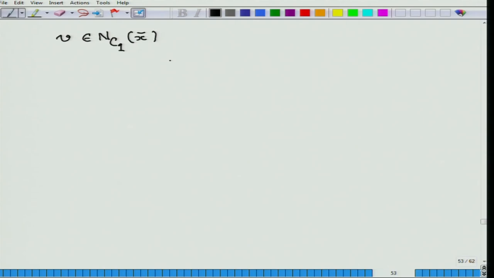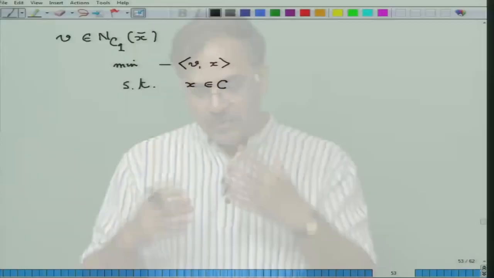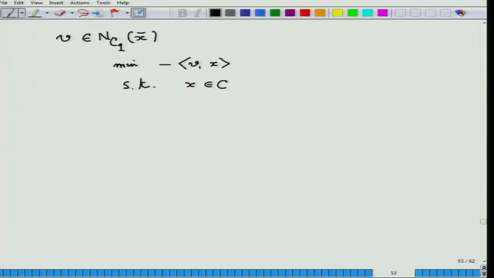essentially solves the following minimization problem: minimize minus of v transpose x such that x is an element of C. But come on, we want to find optimality conditions, so we cannot use an optimization problem itself to figure out how to compute the normal cone. So, it is very important that we do it without the help of optimization problems. So, let us see how we can do it in a more straightforward fashion.